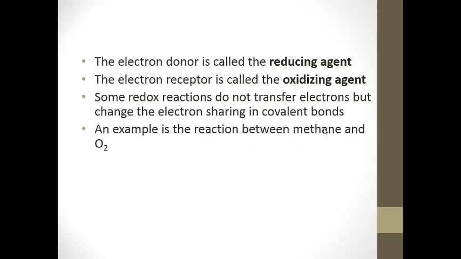The electron donor is called the reducing agent. A reducing agent causes the other reactant to get reduced. That means that it itself gets oxidized. It's causing something else to get reduced. The electron receptor is called the oxidizing agent. The oxidizing agent causes the other reactant to get oxidized, so it itself is actually getting reduced. It's a difficult concept to understand. We'll see an example of it right now.